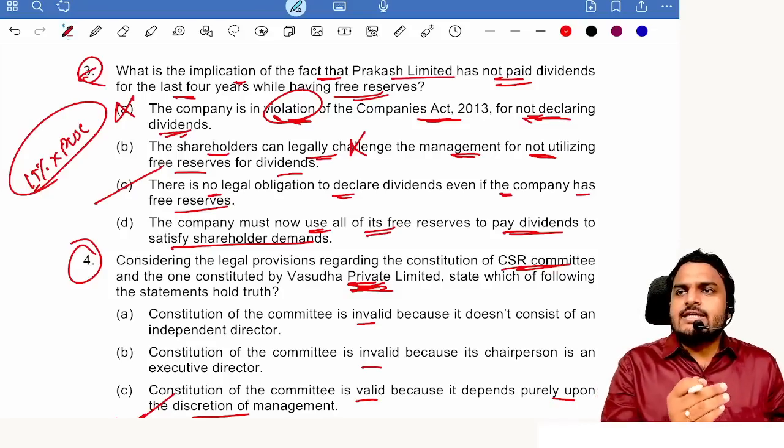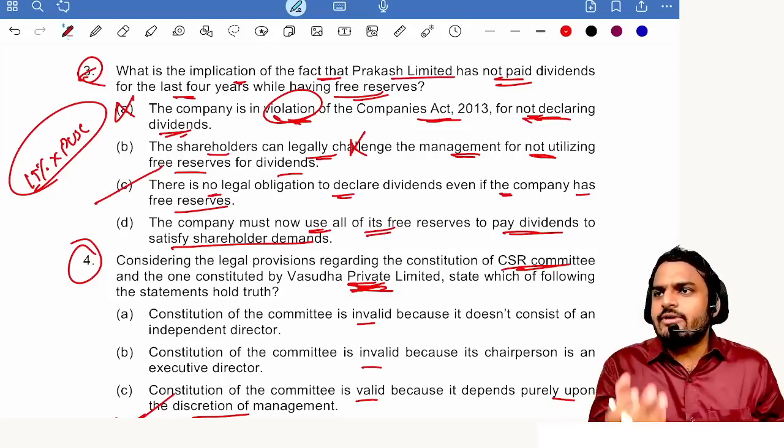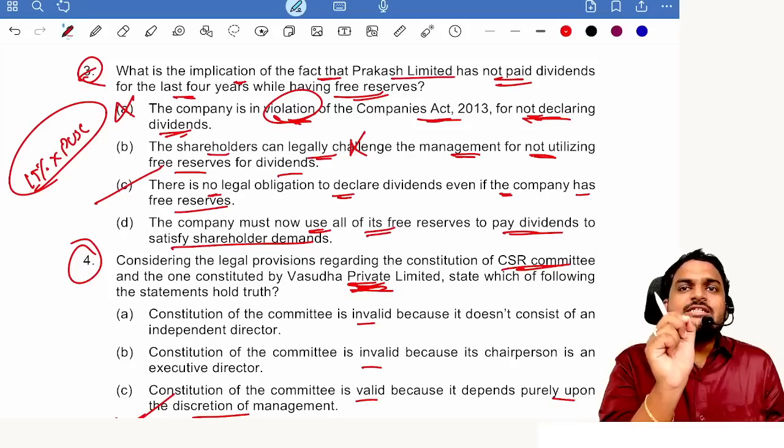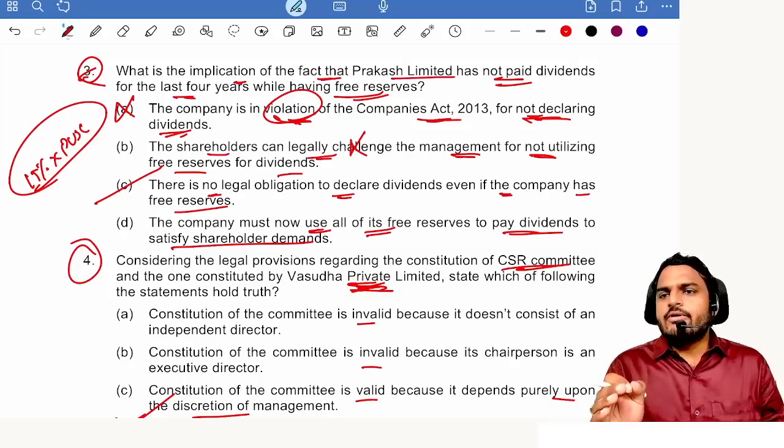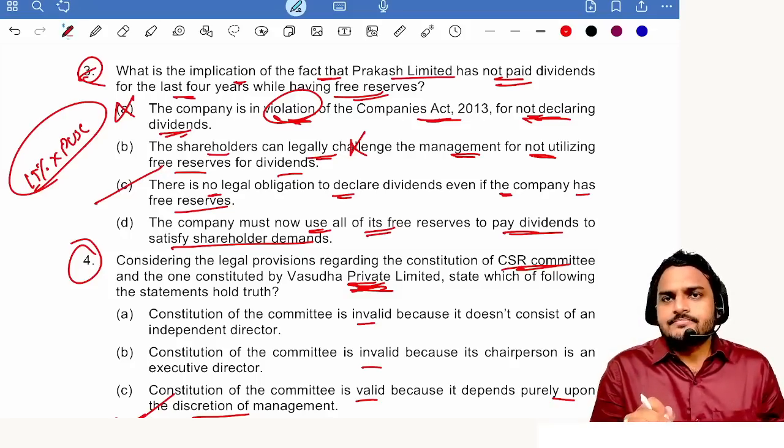Suppose in the last 3 years there is no dividend, then that condition of average rate of dividends is not applicable. Do you remember or not? Average rate of dividends, that condition will not apply.